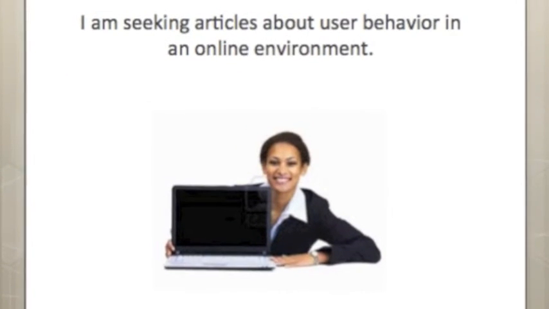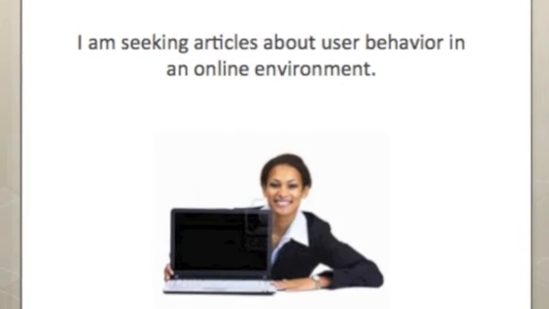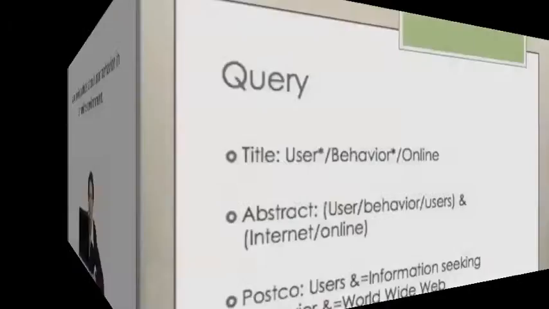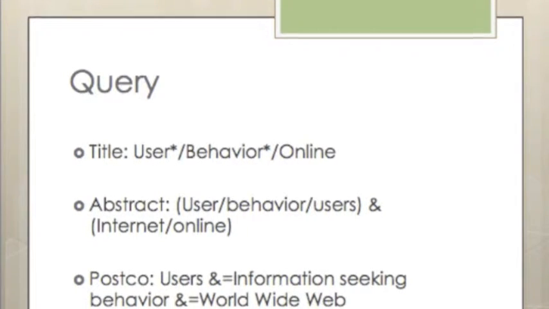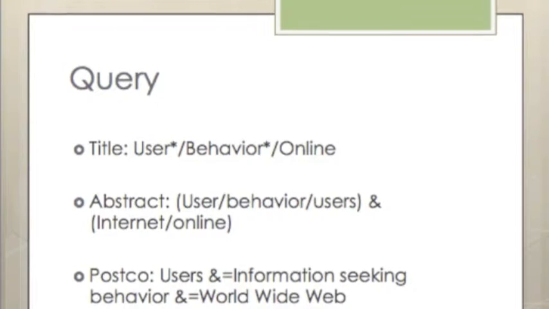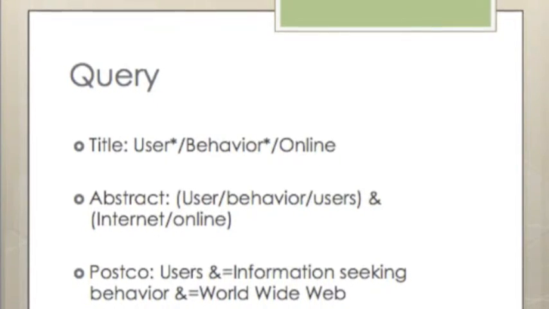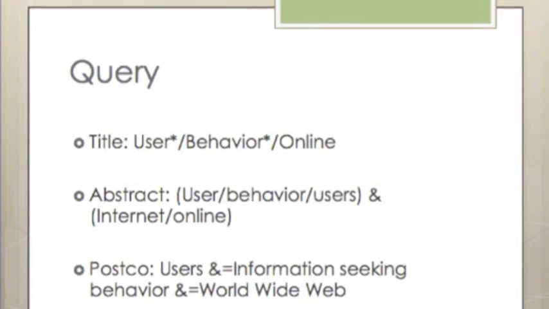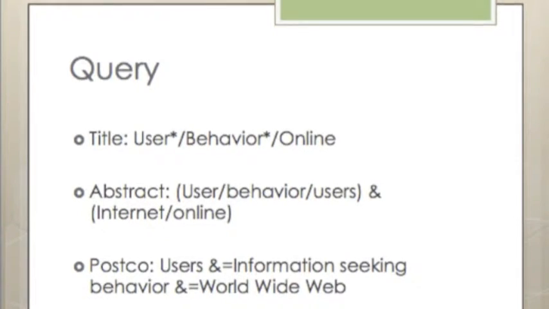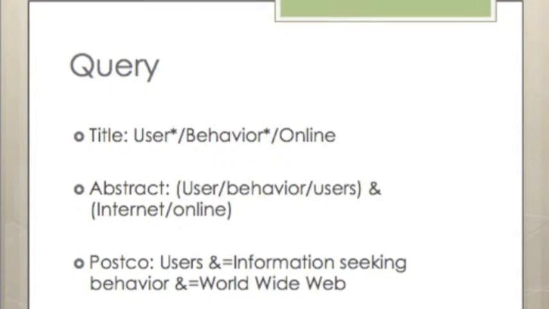So the first thing you want to find are articles about user behavior in the online environment. The first field we'll search is titles. Since titles tend to be short and to the point, I've decided to use two very short words that describe our search: user truncated, or behavior truncated, or online.